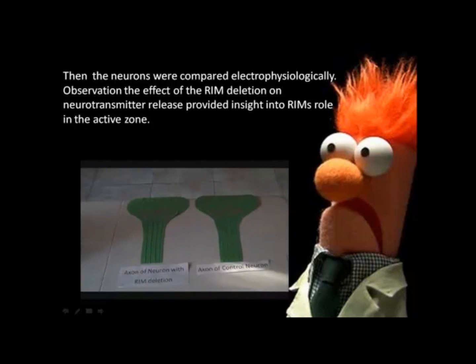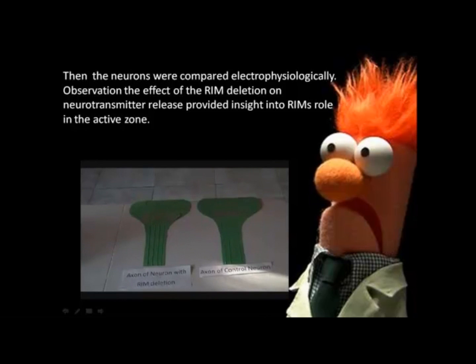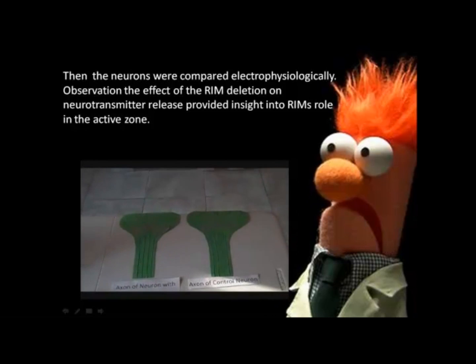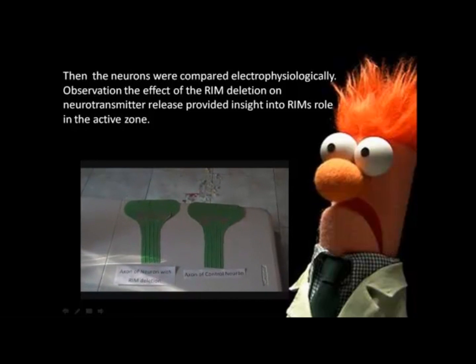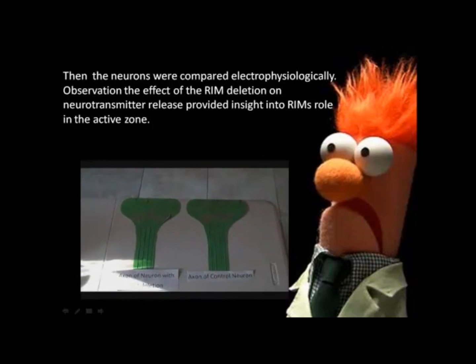More importantly, these electrophysiological comparisons showed that loss of RIM function in the neurons caused an increased rise time and rise time variability during an inhibitory postsynaptic current, meaning that the release of neurotransmitter at the presynaptic neuron was decreased and desynchronized, as the demonstration will now show. First, the control neuron. And now the neuron with the RIM deletion.